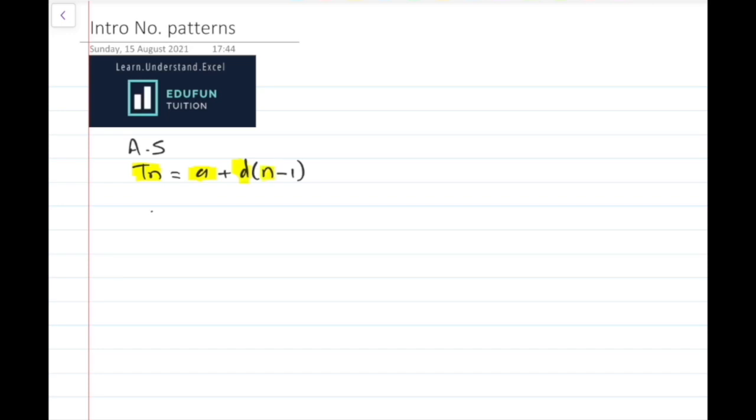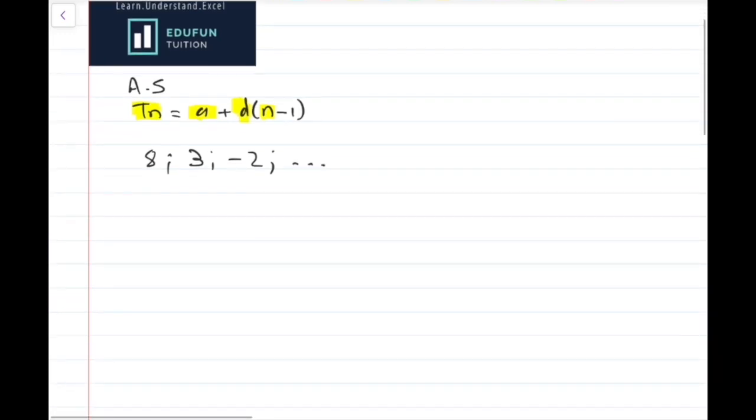Now, all we're going to do is let's put a basic one: 8, 3, minus 2, and so onwards. And what we're going to do now is just basically find out what the term or the general term for this is. So the general term is basically the Tn formula. That's what we need to know.